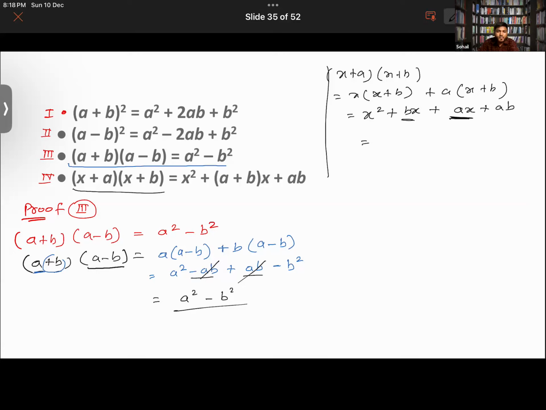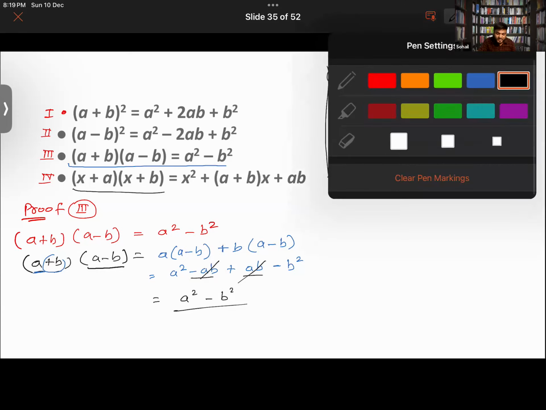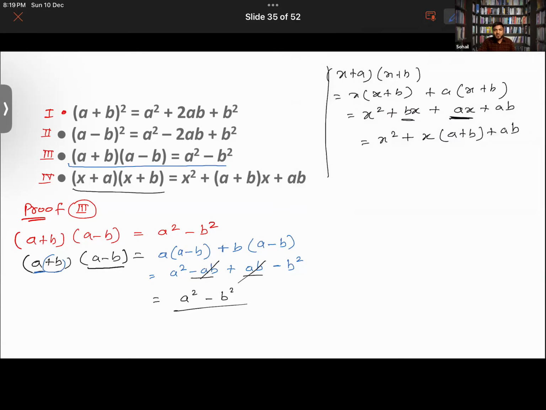X is common, so X square plus... I will take X outside. So (A plus B), I can write it like this. Why did I not write B plus A? Because for the sake of writing convenience and reading it. A plus B, plus AB. Getting it now? These are the four algebraic identities you have to remember.